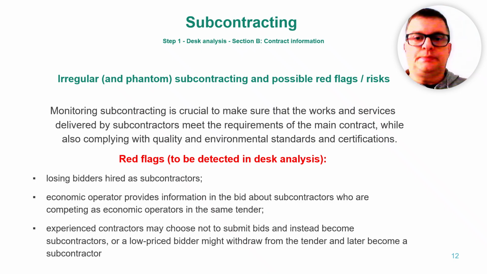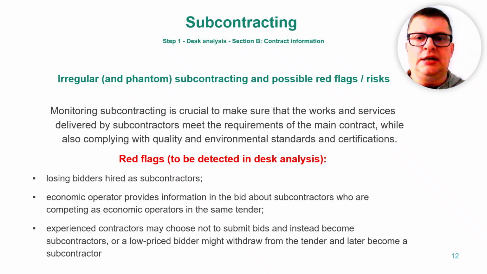Losing bidders suddenly hired as subcontractors. Imagine a company loses the tender, but then pops up as a subcontractor under the winning bidder. That can look like a backroom deal. Competitors listed as subcontractors in the same tender. If a bidder says they'll use subcontractors who are also competing for the same contract, it raises questions about fairness and collusion.